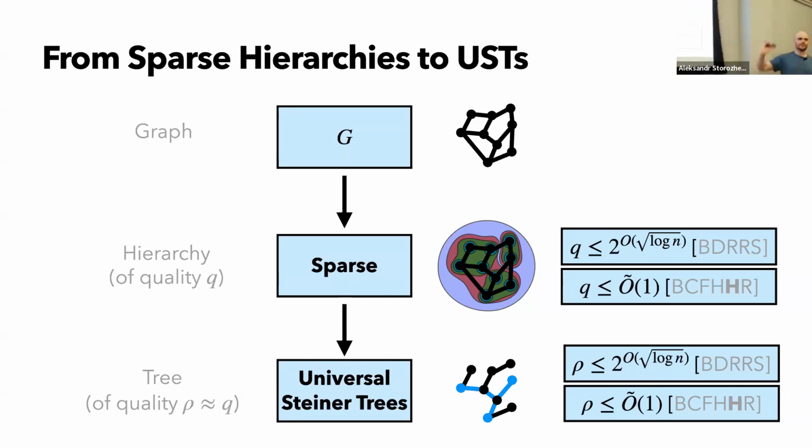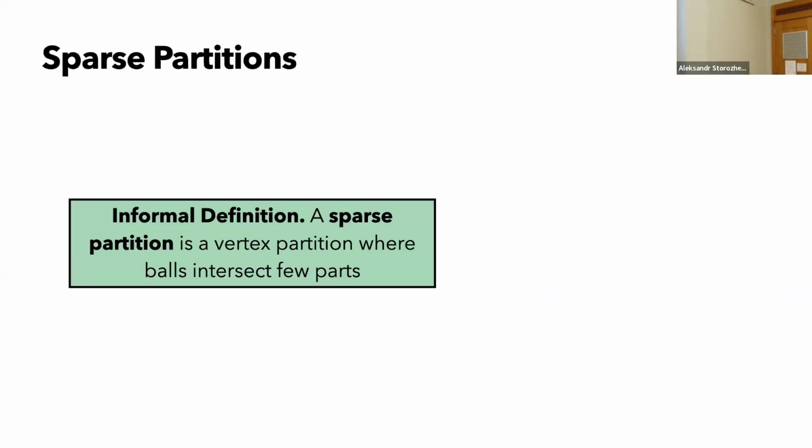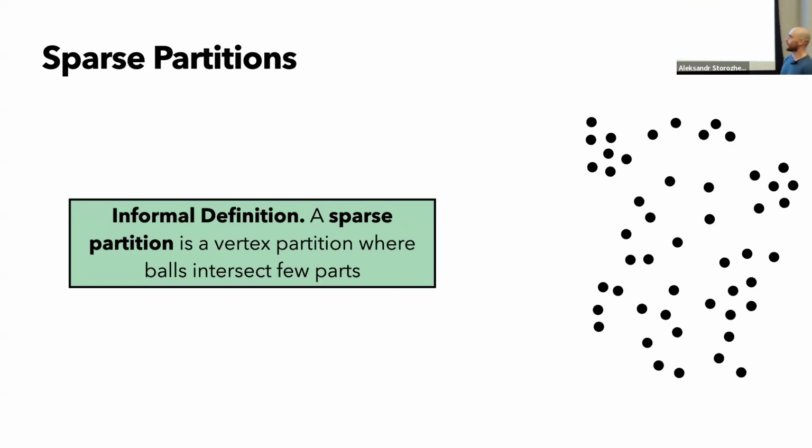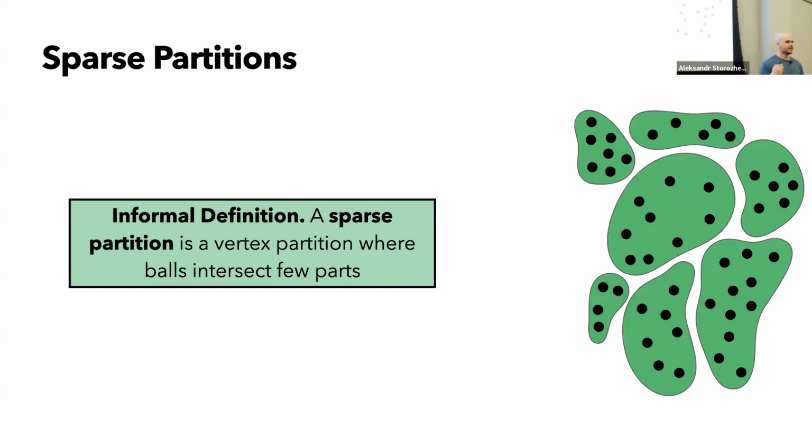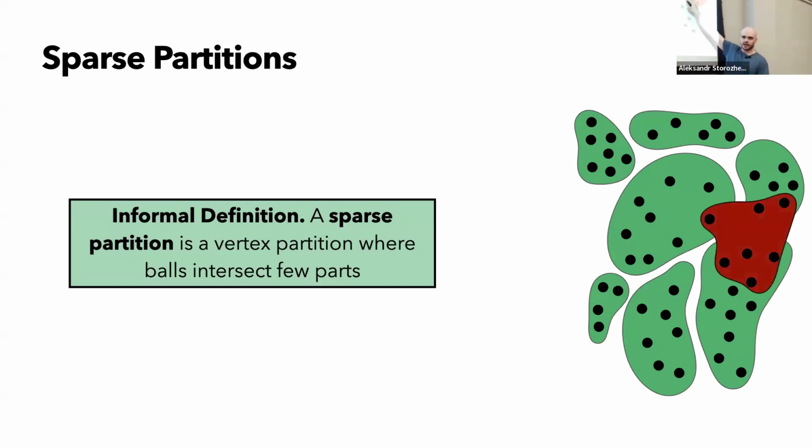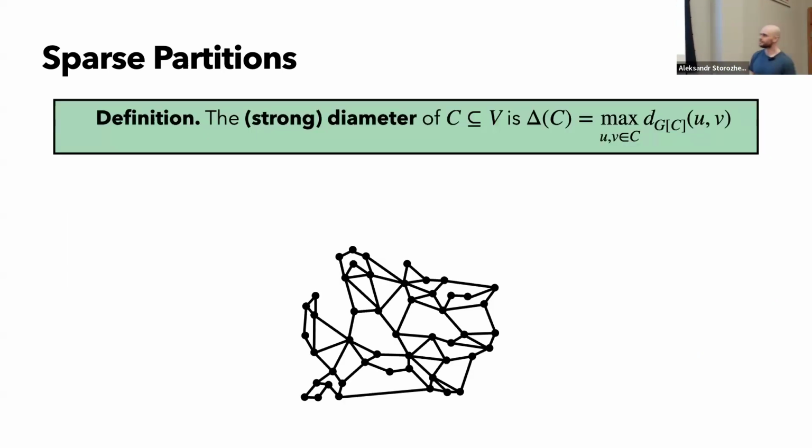Now I want to tell you what these hierarchies actually are, because I think they're interesting in their own right. In order to tell you what this hierarchy is, I need to tell you what each level of the hierarchy is. This is going to be a hierarchy of things called sparse partitions. A single sparse partition is just a vertex partition where balls intersect few parts. The rough picture is that you have all of your vertices and you partition them up into a set. This is your sparse partition. Now, if you look at any ball in the graph of nearby nodes, then that ball should not intersect too many parts. So this ball intersects maybe 3 parts. That's the informal perspective.